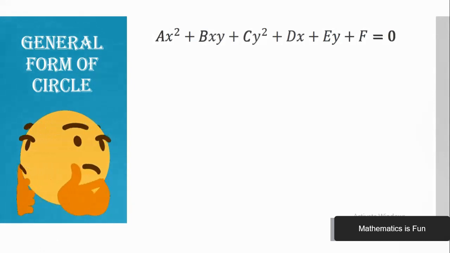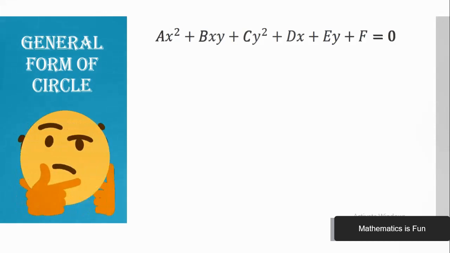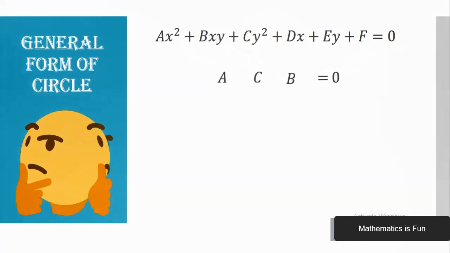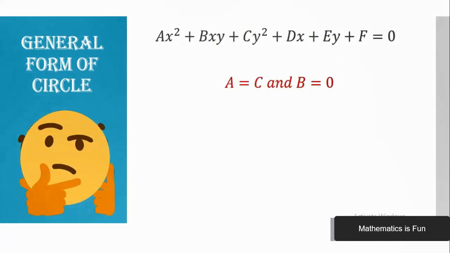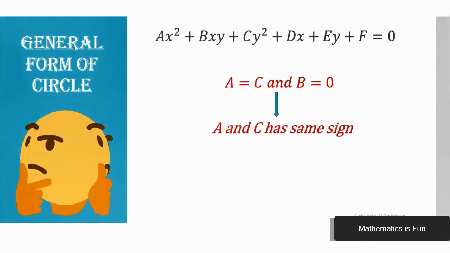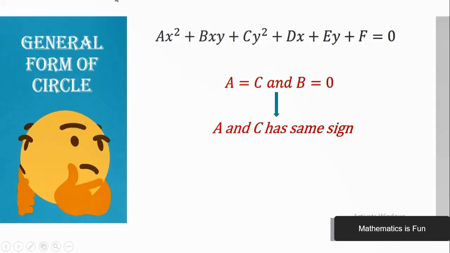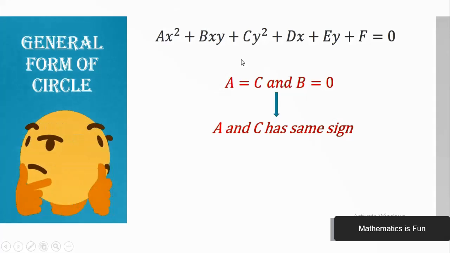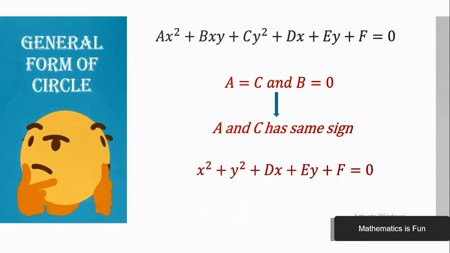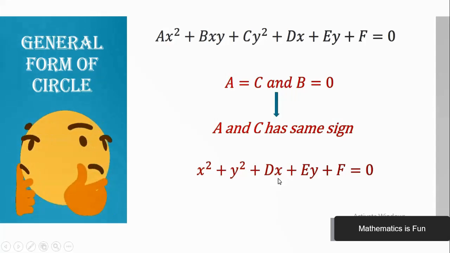This is the general form of conics. Now the question is, how can we deduce the equation of a circle from it? To get the equation of a circle, the values of a and c should be the same and b is 0, where the signs of a and c should also be the same. For instance, if I take the values of a and c as 1, then we get the general form of the equation of a circle.